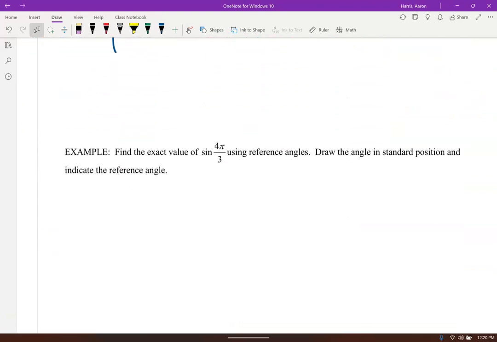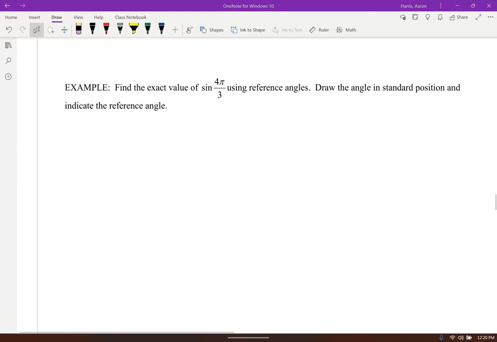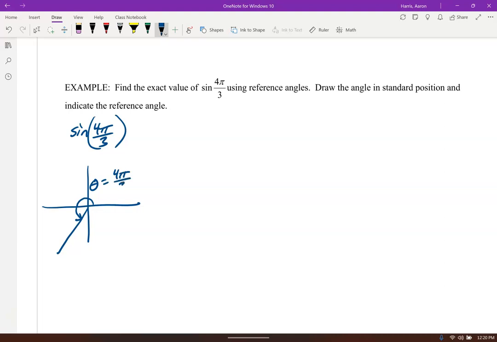All right, let's do the next one. Sine of 4 pi thirds. Now, I know 3 pi over 3 is 1 pi. There's 1 pi halfway around. So I got to go pi thirds past that. So I'm into quadrant 3. Here's my theta being 4 pi thirds. In other words, that's 240 degrees, right? 240 degrees. So I'm going to draw it first.